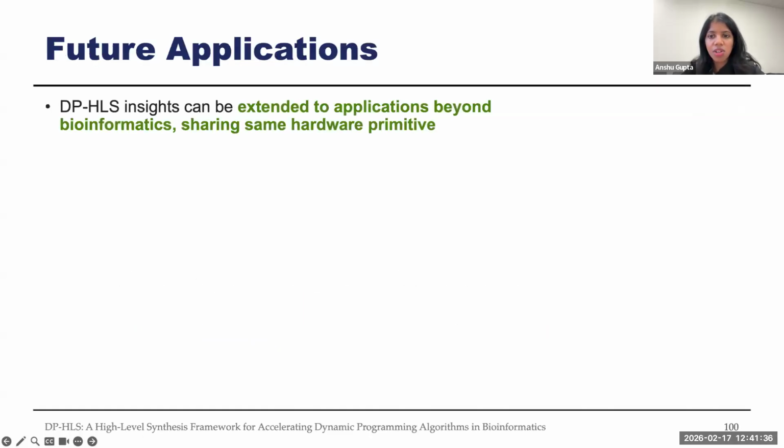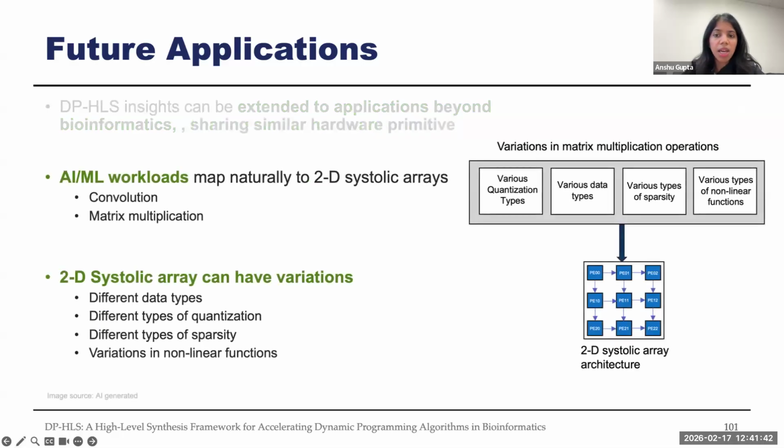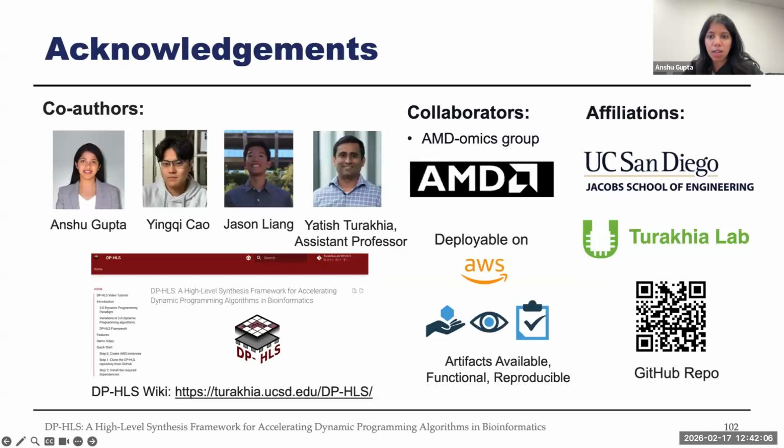So in future, we can leverage the same insight that we found in DP-HLS for other sets of applications too, sharing the same hardware primitive. For example, in AI workloads, operations such as convolution and matrix multiplication all naturally map to a single hardware primitive, which is 2D systolic arrays. And it also comes with its own variations and customizations, like different precisions, different quantizations, sparsity, different types of nonlinear functions, etc., thus making them well suited for future extensions of a DP-HLS type framework beyond bioinformatics.